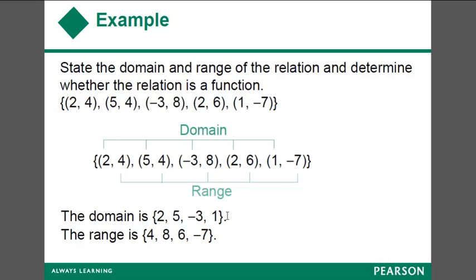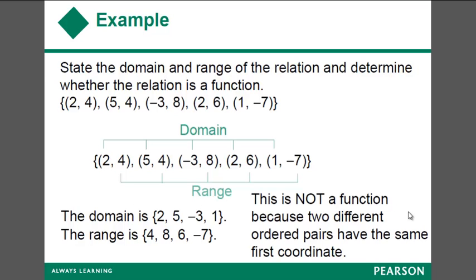So when I put them in set notation, our domain is 2, 5, -3. I don't put the 2 again, and 1. My range is 4. I don't have to put the 4 again. 8, 6, and -7. Then I want to determine whether this relation is a function or not. Remember, in order for something to be a function, the domain cannot be repeated. Well, if you notice, I have a 2 here and a 2 here for my domain. Therefore, this is not a function because two different ordered pairs have the same first coordinate.